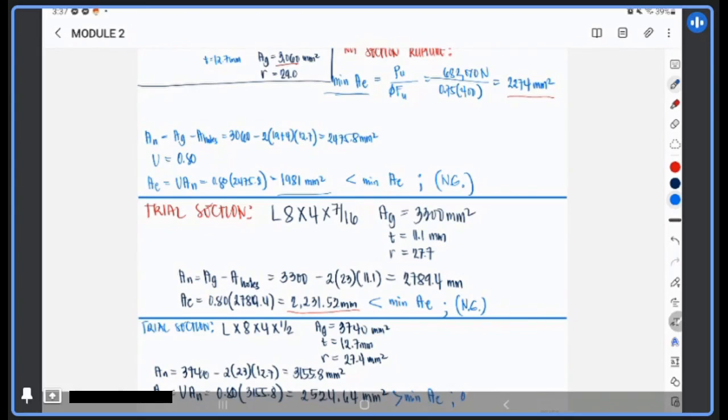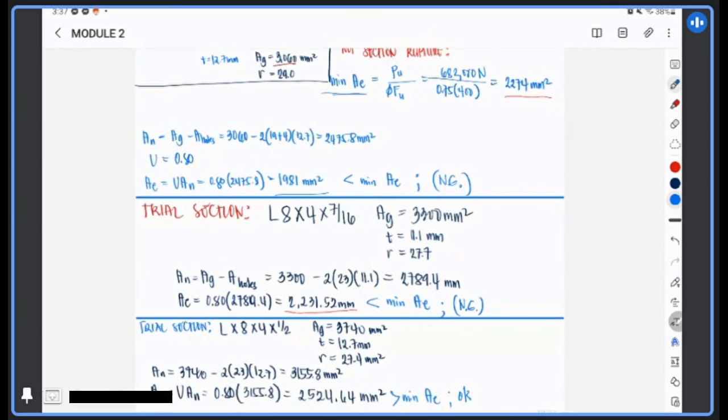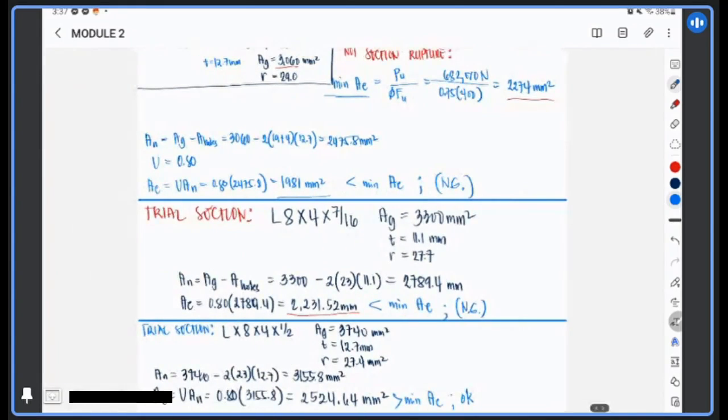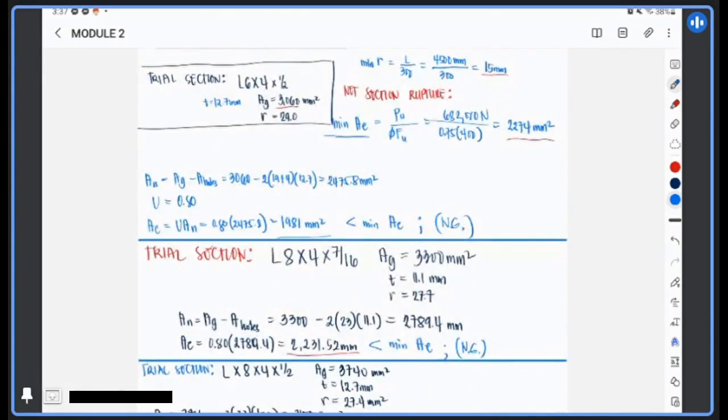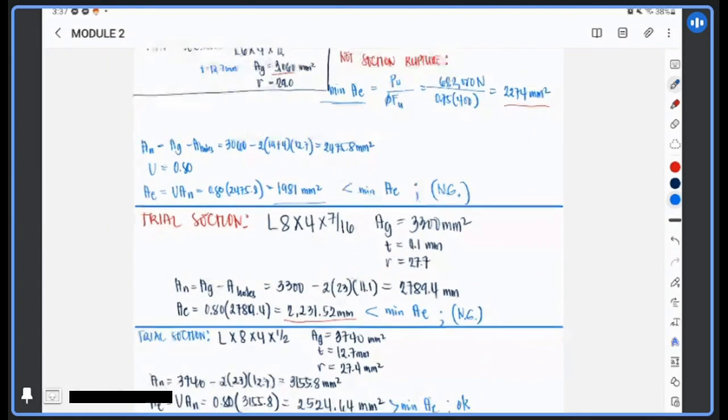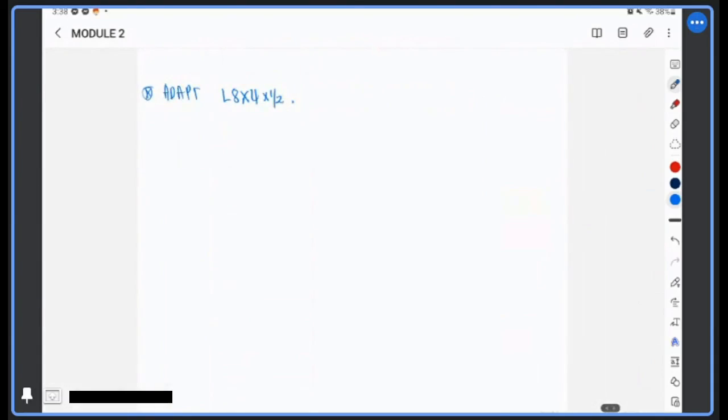Okay, so finally, our answer is adopt L 8 by 4 by 1/2. Kasi pumasa na siya for the three conditions. That is for cross section yielding, net section rupture, and slenderness. Alright. So what else? Mga ibang design natin dito, rods, mga ganyan, mga bolts. Yes, sa last tie rod. Last part na yun.